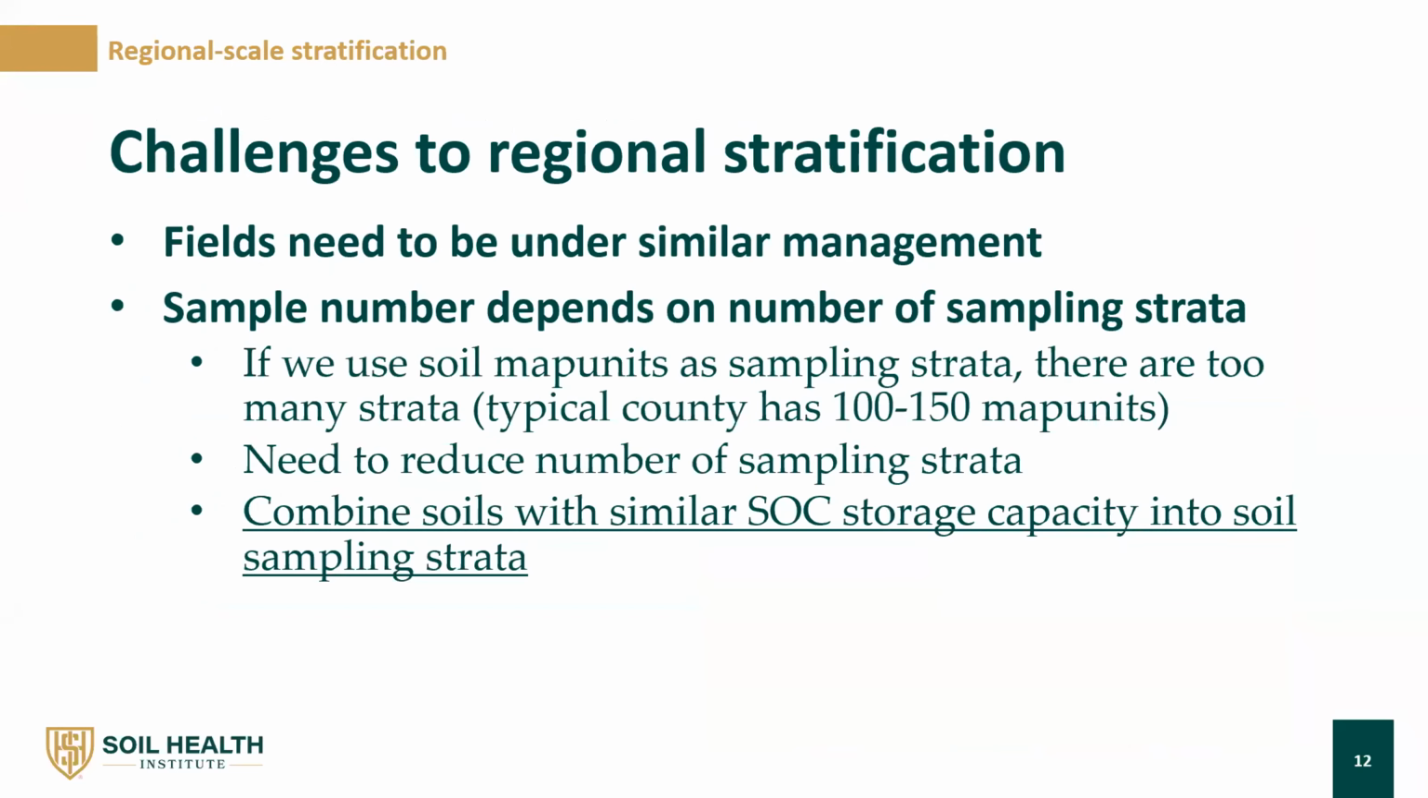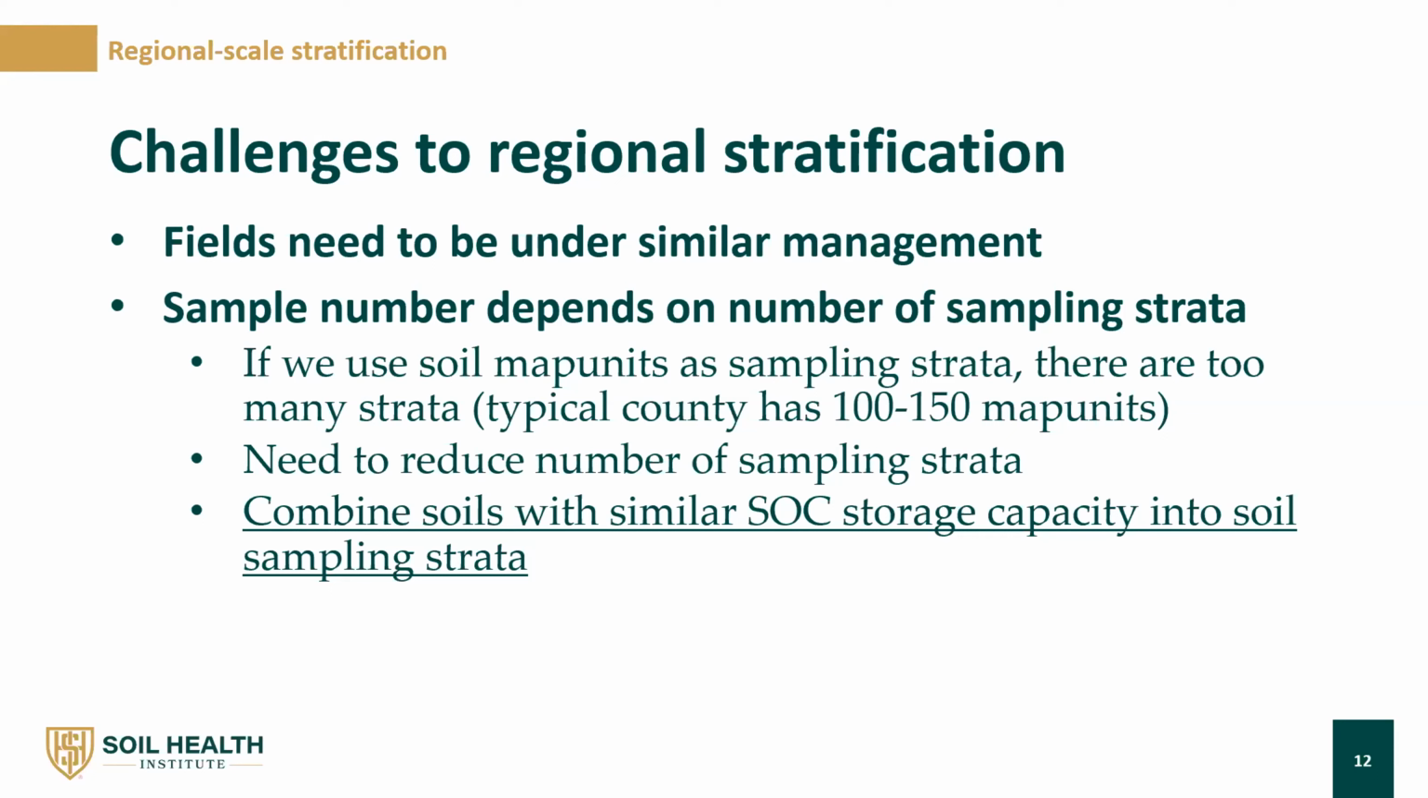And this leads to a couple of the key challenges to regional stratification. Firstly, all the fields need to be under similar management. So similar cropping history, similar implementation of soil health management practices. They need to be relatively uniform for this trick to work. And also we need to think about how we can leverage ways of grouping soils to minimize our sample number. If we use soil survey map units, so from the SSURGO database, we would have too many sample strata to make this sampling approach really viable. So you can think about a typical county has 100 to 150 map units. So we would still need thousands and thousands of samples to support stratification on the map unit basis.